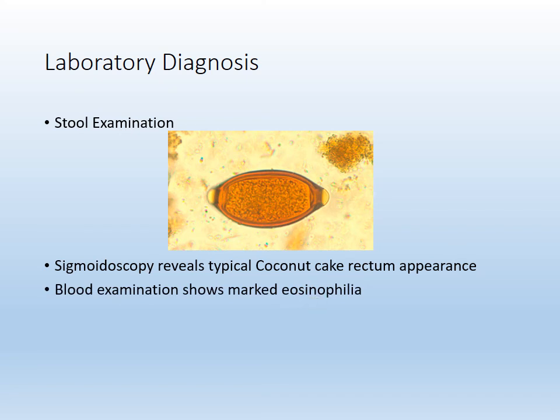Eosinophilia is also one of the characteristic features, though it is not diagnostic, because many other parasitic diseases also have eosinophilia. But it is an additional feature which you will see in the CBC examination, that marked eosinophilia would be there in heavy infection with this worm.